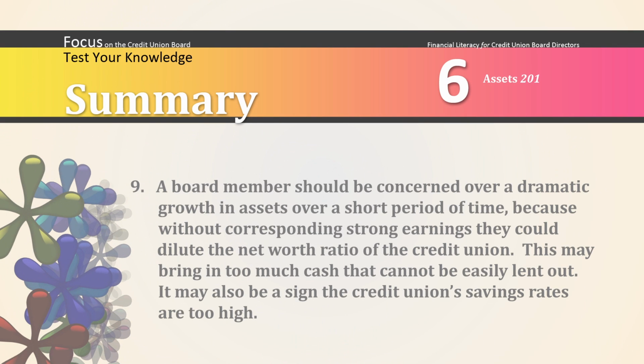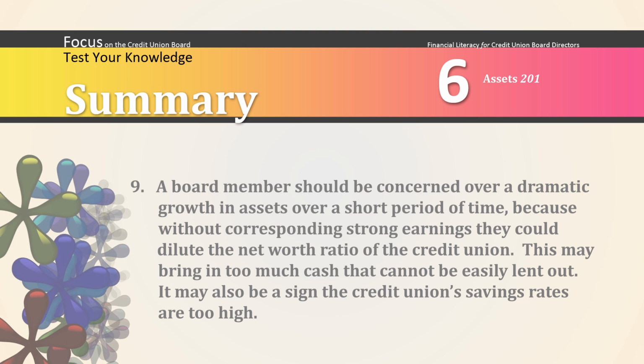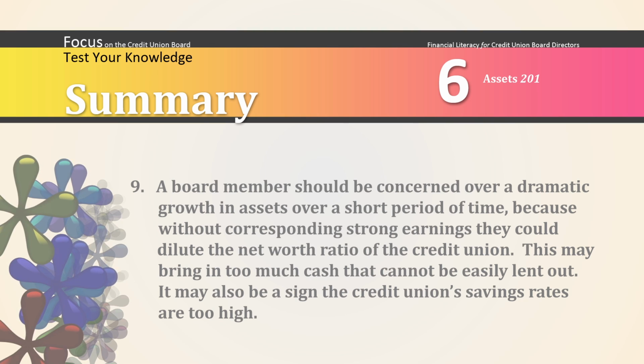A board member should be concerned over a dramatic growth in assets over a short period of time, because without corresponding strong earnings, they could dilute the net worth ratio of the credit union. This may bring in too much cash that cannot be easily lent out. It may also be a sign that the credit union savings rates are too high.